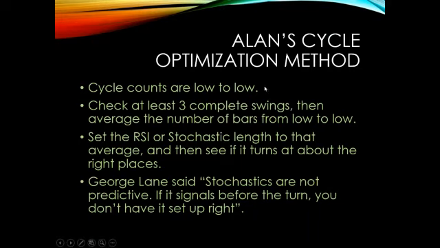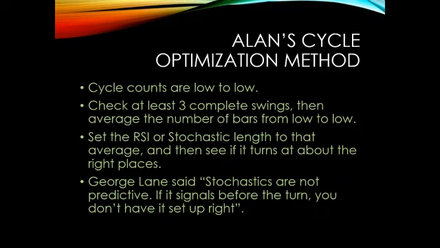Cycle counts are low to low. So you look at a chart, you check at least 3 complete swings, low to high, high to low, etc., 3 times through. Figure out the number of bars between those lows. And by convention, we count low to low rather than high to high. Once you've got that, let's say it's 8, 10, and 12, the average would be 10. Set the RSI or stochastic length to that average, and then see if it turns at about the right places on the chart.